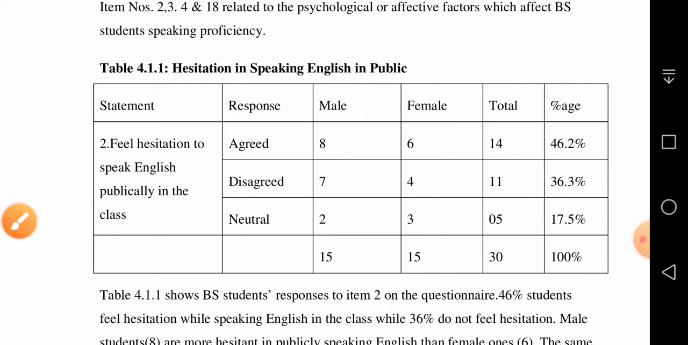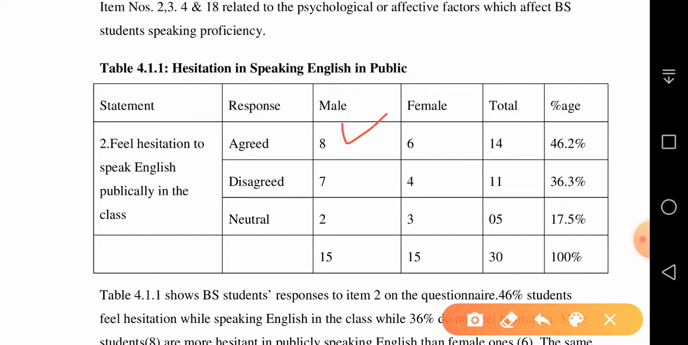Now to this statement that we feel hesitation, 8 male students agreed, and 5 male students disagreed, and 2 were neutral, they didn't provide responses. Okay, so 8 and 5 is 13, and this is 2, so 15.